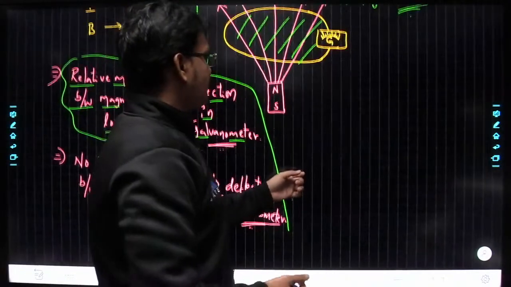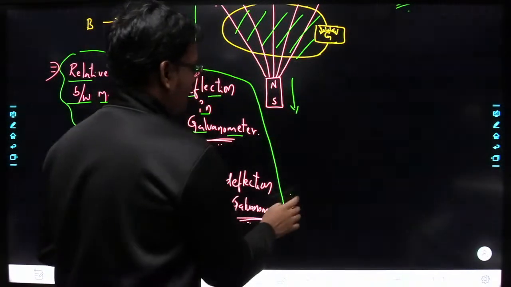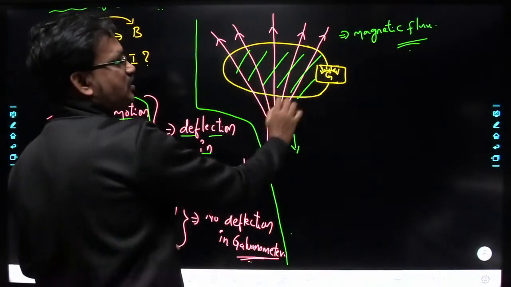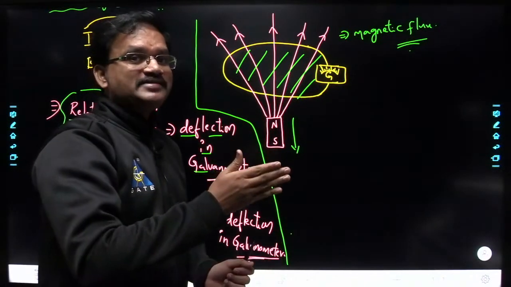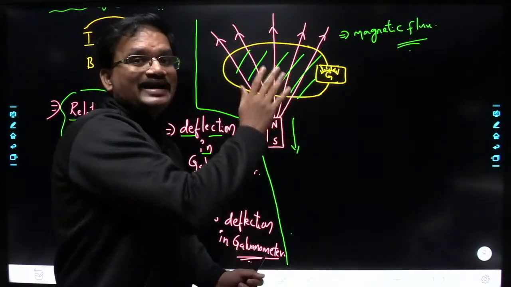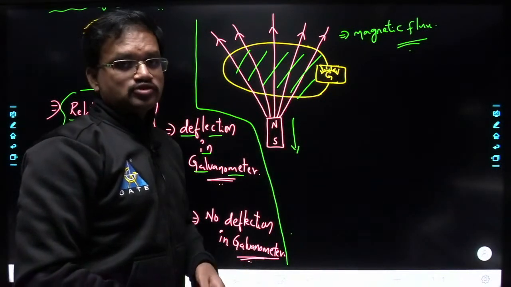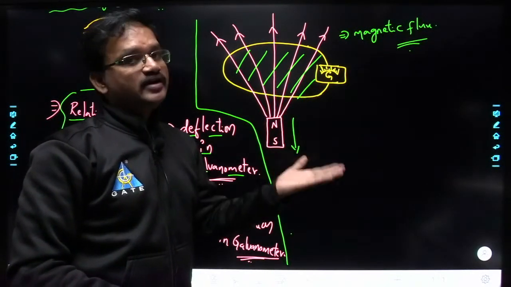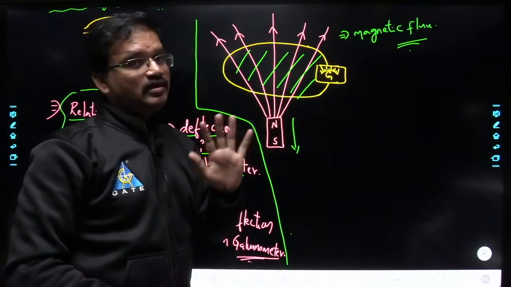See here, if you move the magnet away from the loop, then what will happen here? The number of field lines that are penetrating through this loop is going to decrease with respect to time as the magnet moves away from the loop. So that means what here? The number of field lines are decreasing with respect to time means what? The magnetic flux is decreasing. So whenever the magnetic flux is decreasing, there is a deflection in the galvanometer.